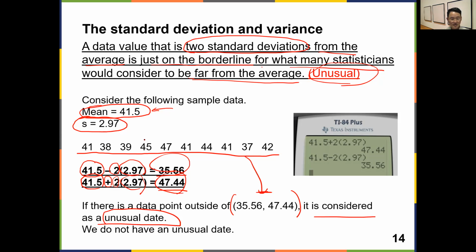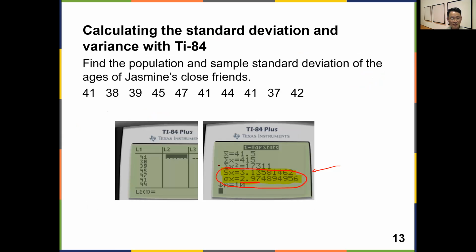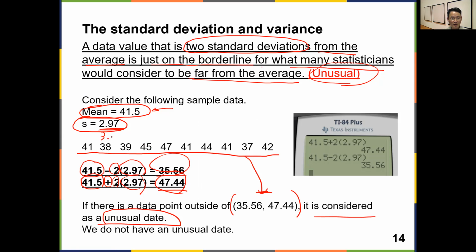You know what, I think we might have used a different standard deviation, because this was the one from the population. We were supposed to use 3.13, and we would have got a different result. Let me just quickly do this though. 41.5 minus 2 times 3.13.